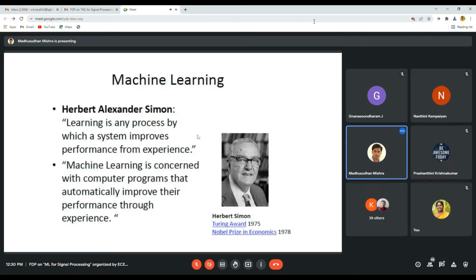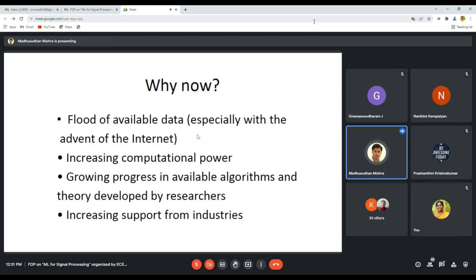Then we discussed that machine learning is concerned with computer programs that automatically improve their performance through experience. As per the number of iterations and previously defined parameters, it automatically improves its performance through experience. But if you write simple code, it may not be able to improve. It will give the same output. But a machine learning program is designed in such a way that it automatically improves its performance through experience.